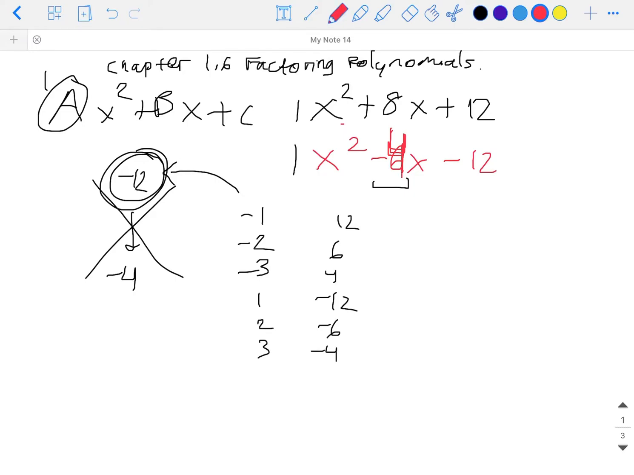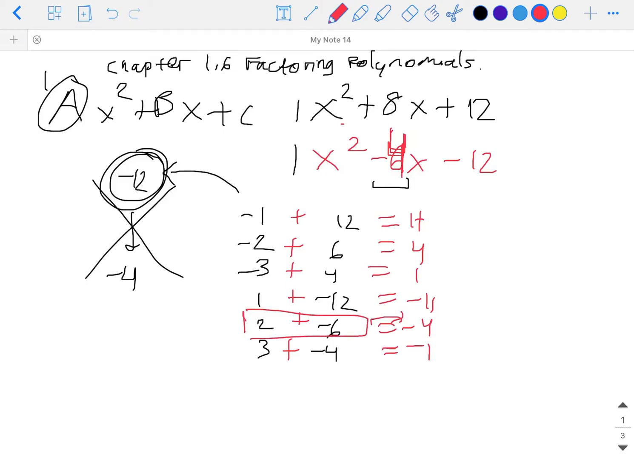Now, the sum of the factors must add up to the middle term. So I'm going to put a plus sign and find out which one of these pairs gives us the middle. This one is 11. This one's 4. 1 and negative 12, negative 11, negative 4, and negative 1. We can see that 2 and negative 6 does give us negative 4 as a sum. So I'm going to put 2 and negative 6. So therefore, the factored polynomial becomes x plus 2 and x minus 6.